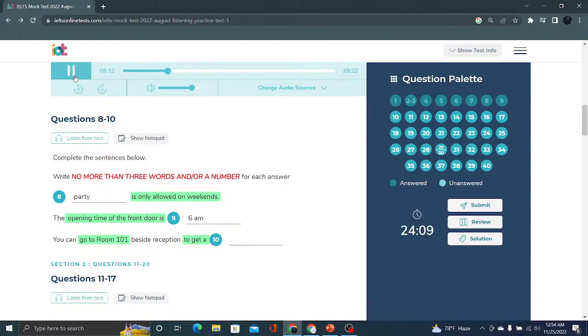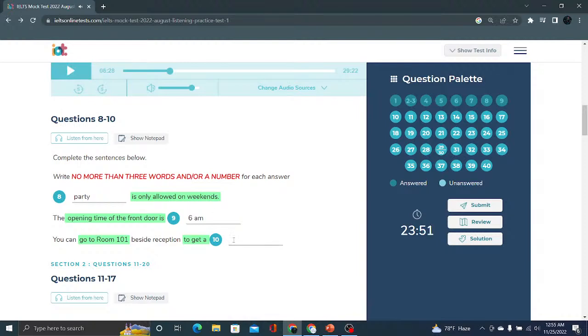Let's listen. Remember to take the front door key when you go out early or come back late. How could we get the front door key? You can go to residence office building and get your key in room 101.